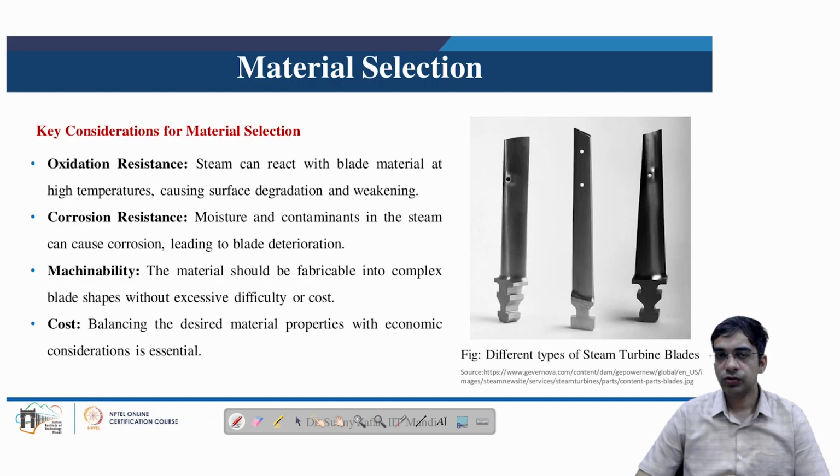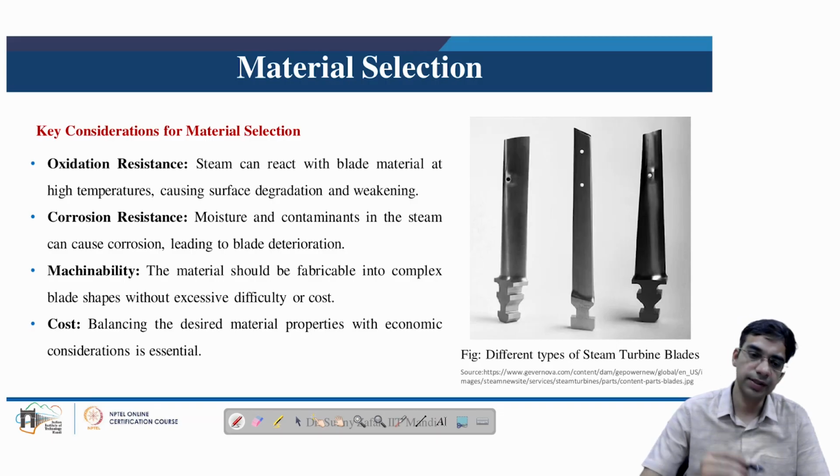Then we have also understood the complex profile of the blade with this twisted curve shape, so the material, whatever is selected, should be able to be machined to fabricate complex blade shapes without excess difficulty and cost. And lastly, we have to also balance the cost with desired material properties, along with the economic considerations while manufacturing the steam turbines.